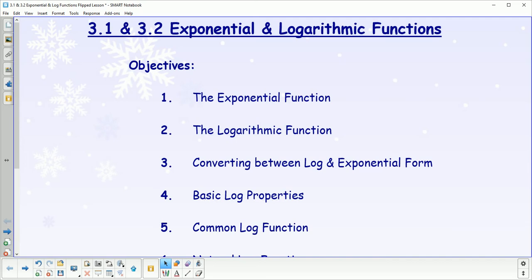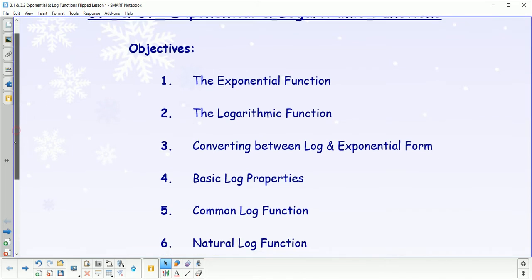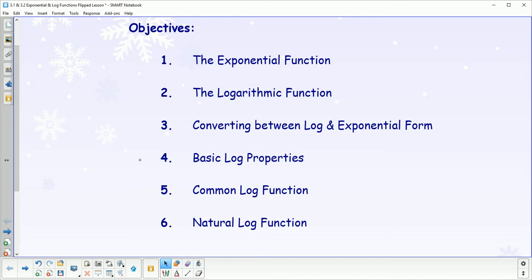Alright guys, so the first flipped lesson of Unit 3 is going to be over two sections, 3.1 and 3.2. You see that there are a lot of objectives today, but really they're all going to be pretty fast, and in fact these last two will go together, and the first two kind of go together as well.